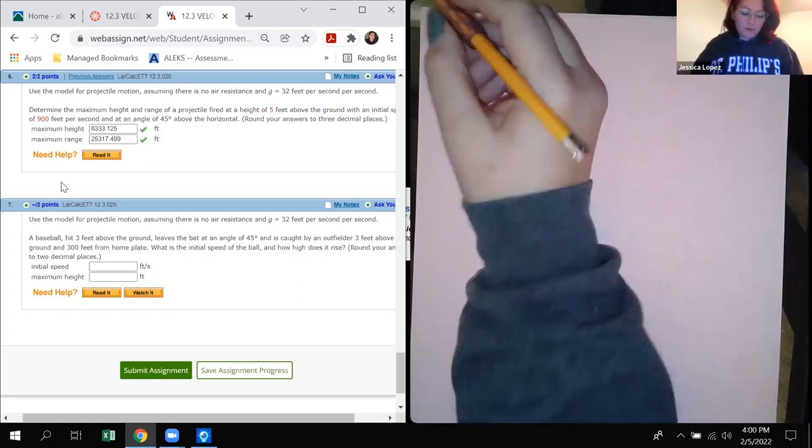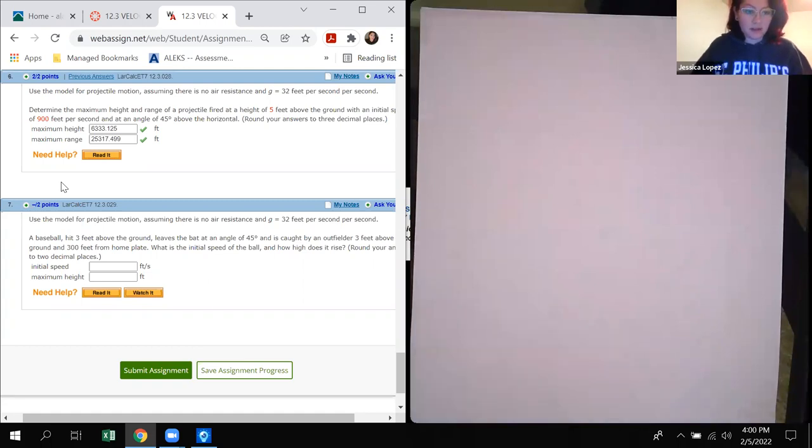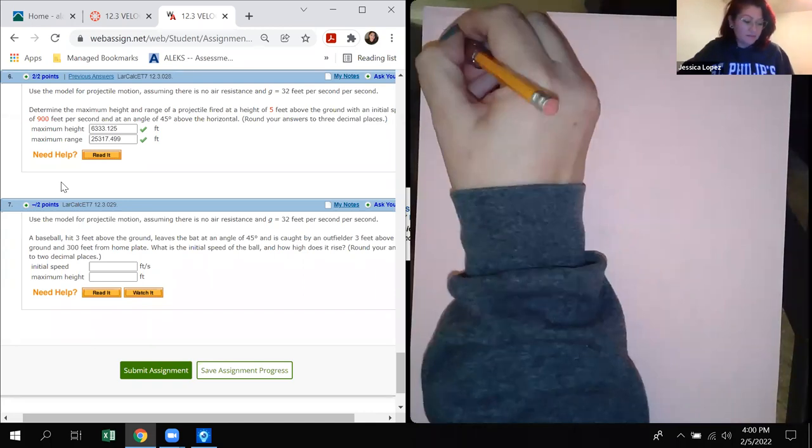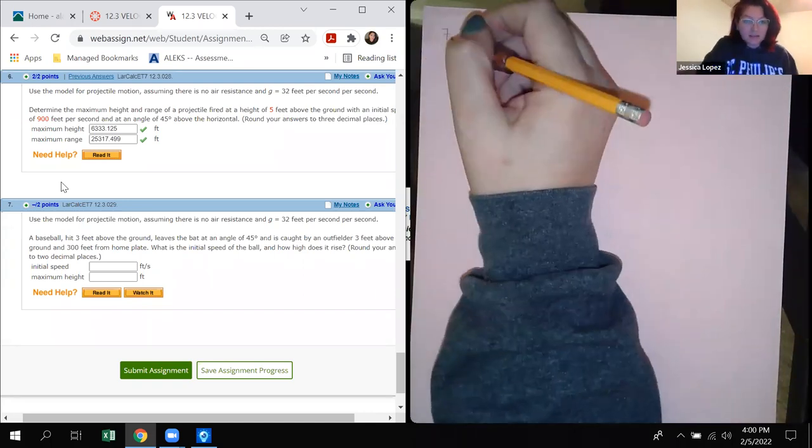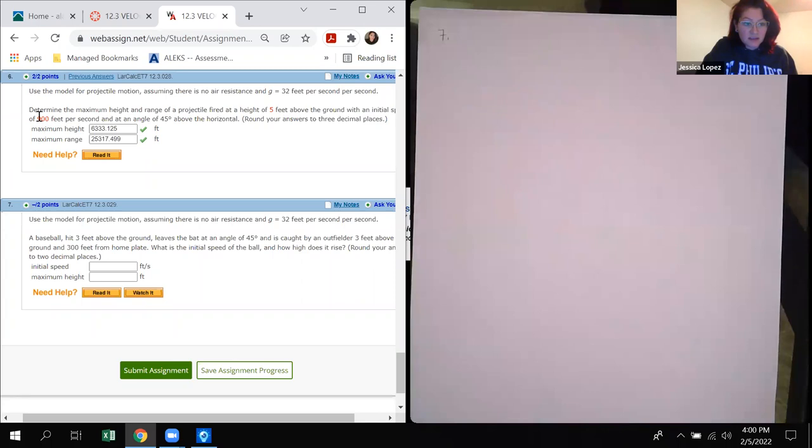So for number 7, it looks like it's very, very similar, except it's asking me for the initial speed. What the heck is initial speed? Initial speed is that V naught. Remember how in the past they gave us the V naught? It was this 900 feet per second. But this time they didn't give that number to me. So we have to go find that number.